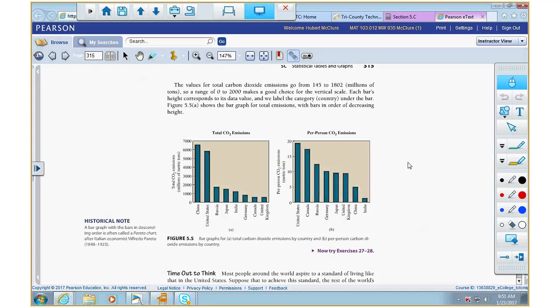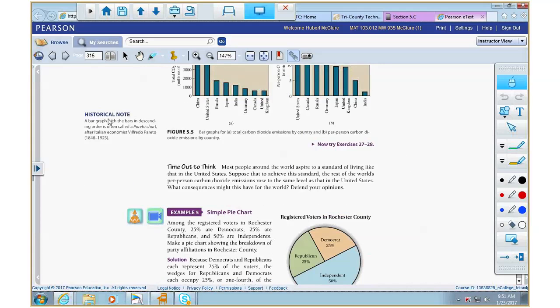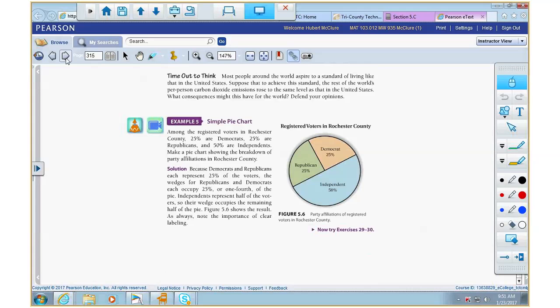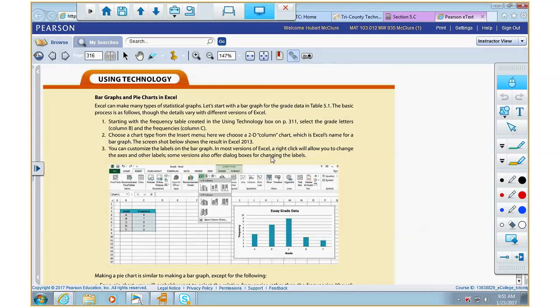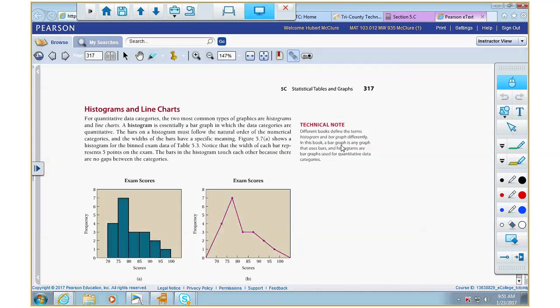Bar chart, bar chart. Pie chart. And I'll show you how to do that on Excel in just a few minutes.